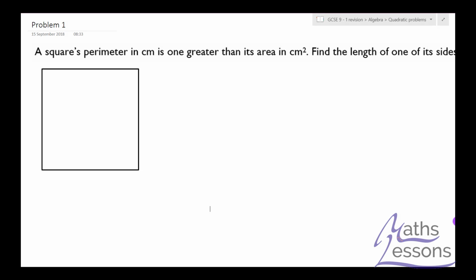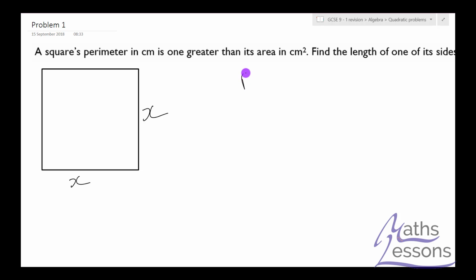Right, here's our first problem in this series on quadratic problems. We have a square's perimeter in centimetres, which is one greater than its area in centimetres squared. Find the length of one of its sides. So let's call this side x, and we'll call this side x because it's a square, in centimetres.